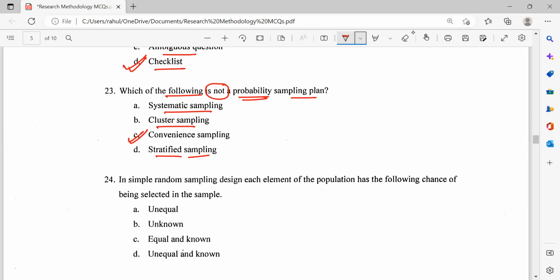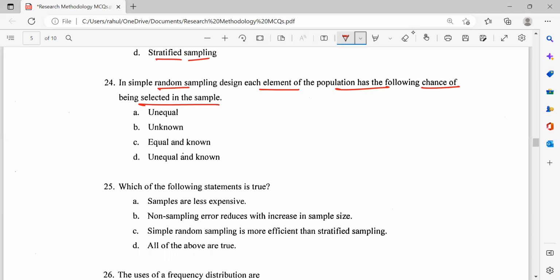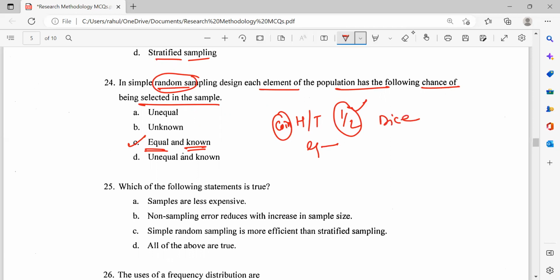Question number 24. In simple random sampling design, each element of the population has the following chances of being selected in the sample. Simple random means chances would be equal and known. Let's say here it is a coin. What is the probability of head or tail? It is equal, 1/2. You can also take the example of a dice. So option C is the correct answer, equal and known.